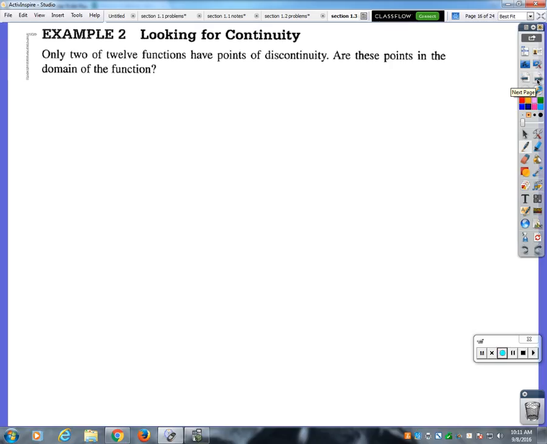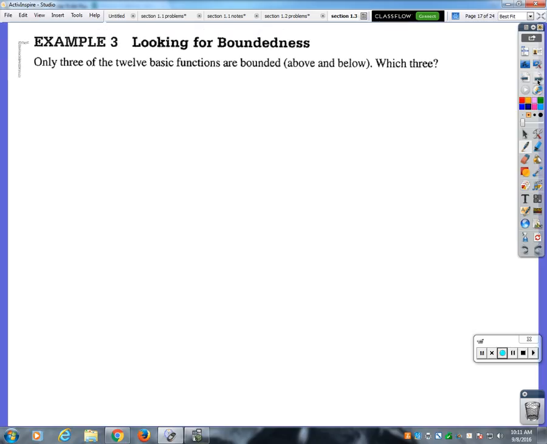All right, only 2 of the 12 functions have points of discontinuity. Which ones have points of discontinuity? The greatest integer one, and which else? The smallest integer. Right. What else has a point of discontinuity, a break in the graph? The reciprocal function, okay? Are these points in the domain of the function? So Nate said that last time. So in the greatest integer function, those points are in its domain, but in the reciprocal function, 0 is not in that domain, okay?